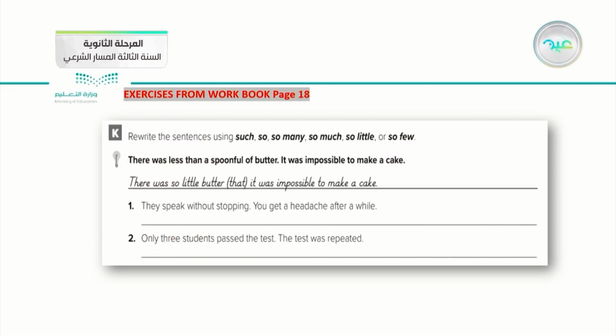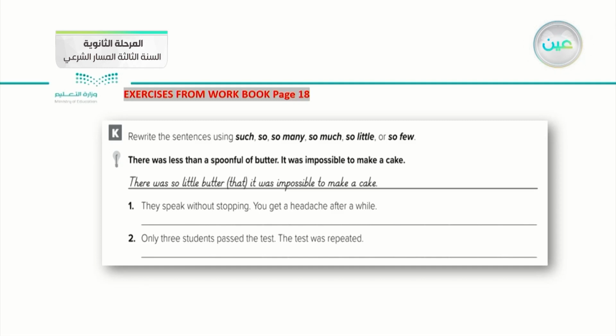Okay, according to the previous grammar, we can apply this exercise from your workbook on page 18. Let us discuss this exercise together. Rewrite the sentence using such, so, so many, so much, or so little, or so few. There was less than a spoonful of butter. It was impossible to make a cake. The first one is a model.